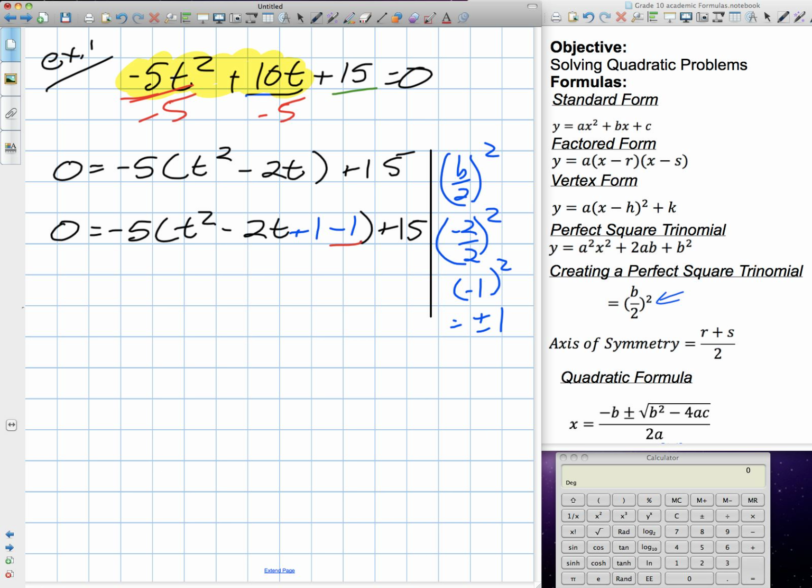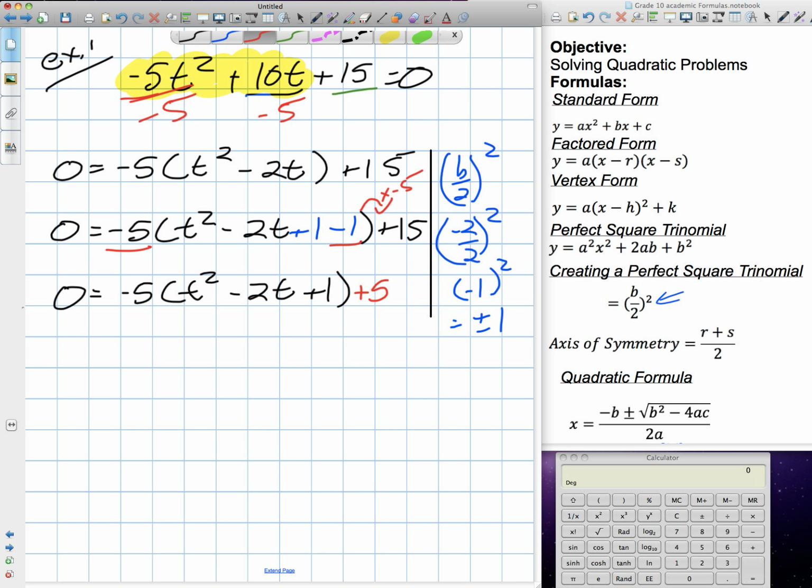Because we're taking it outside the brackets. That's right. So because of the distributive property, we multiply by this a term here. I remember this. So what's the next step going to be? 0 equals -5 brackets t squared minus 2t plus 1 brackets. Is it -5? Negative. Oh wait, no, positive, because it's a negative times a negative. And then plus 15. Now next, what?